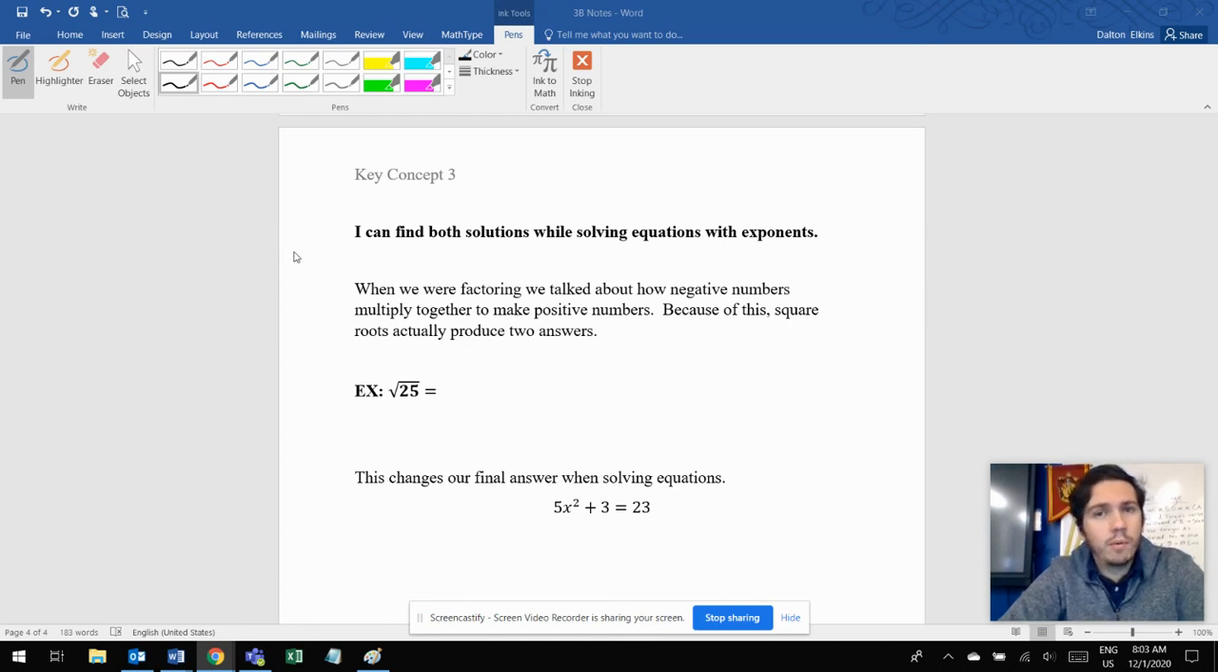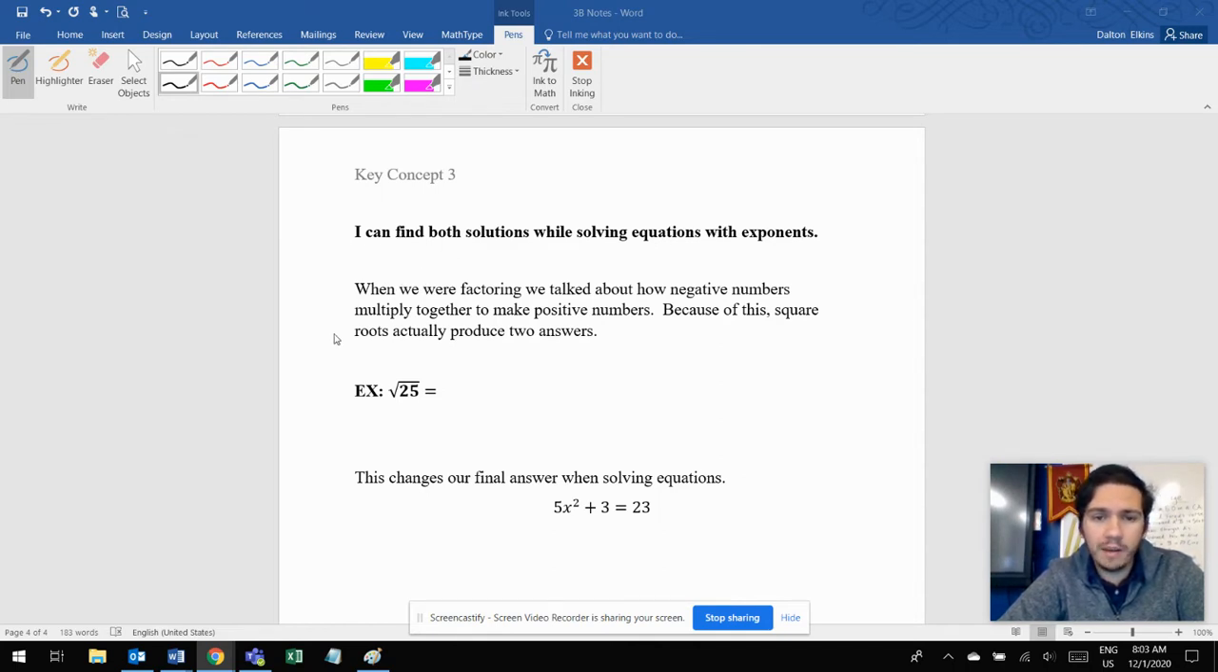I want to tell you about one of the most well-kept secrets in mathematics. And it's going to be about what we did the other day when solving equations, but it's going to be about the hidden solution. So your goal today is you could find both solutions while solving an equation with exponents.